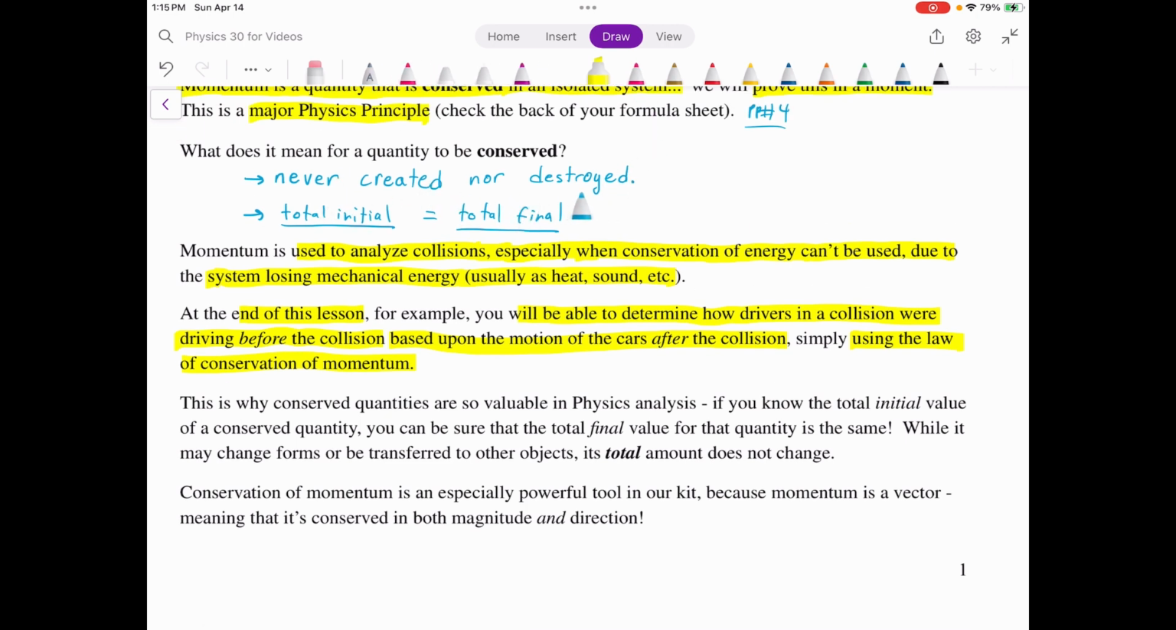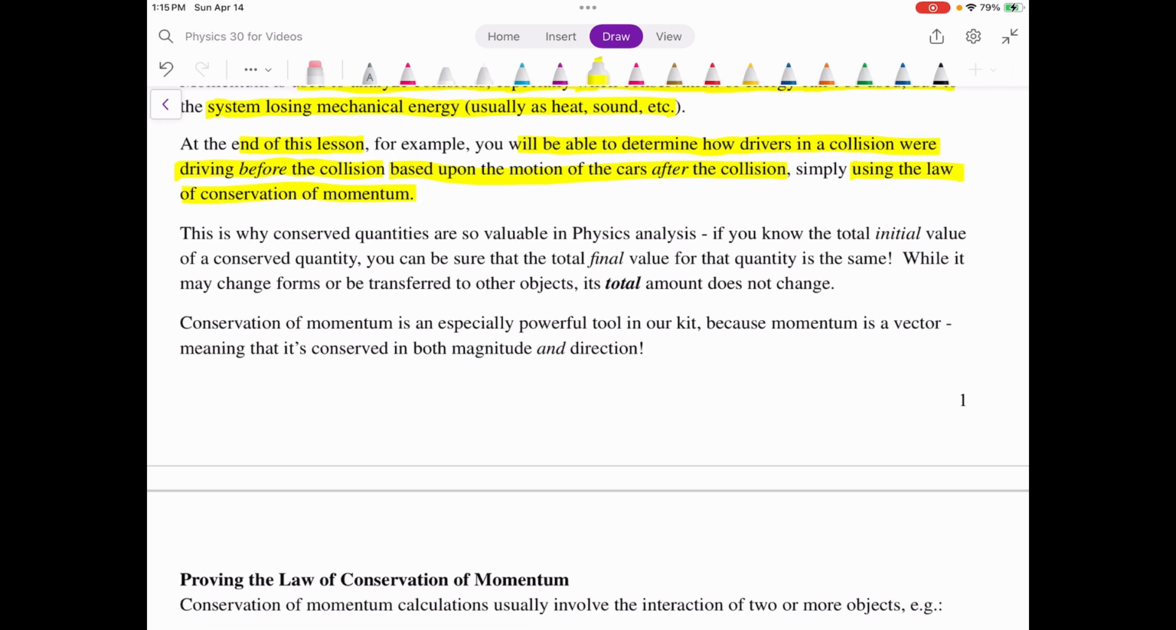Momentum is never created nor destroyed. The total initial amount will be the same as the total final amount. And again, that is why conserved quantities, anything that's conserved, are great for physics analysis, because all we need to know is the total initial value, and we can be sure that the total final value is the same. Now, it may change forms, or it may be transferred to other objects, okay? But its total amount does not change.